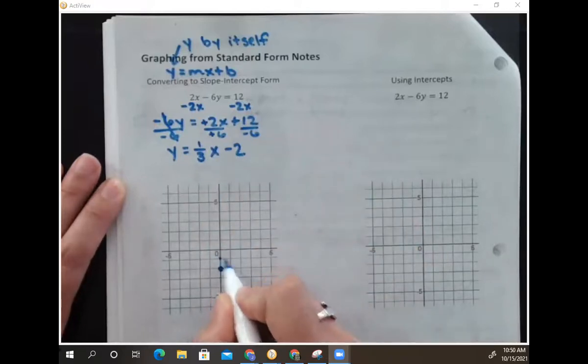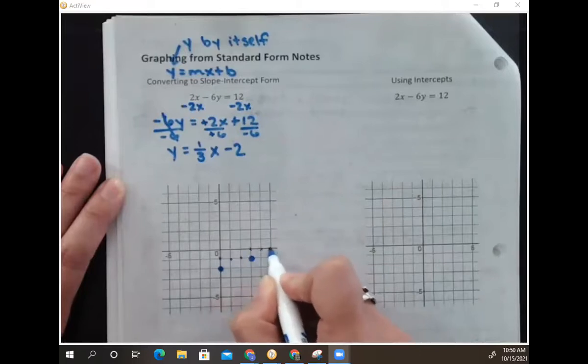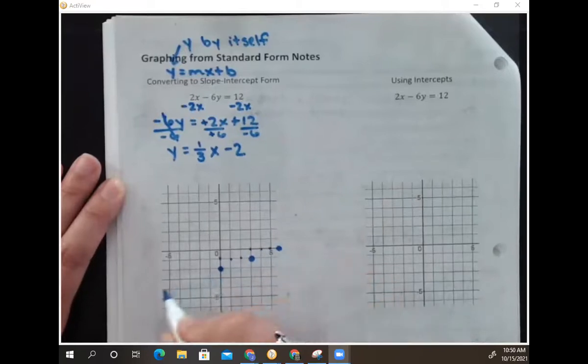So I'm going to go up 1 and forward 1, 2, 3. Up 1, forward 1, 2, 3. I could reverse that to get some points back here. Down 1, back 1, 2, 3. Down 1, back 1, 2, 3.